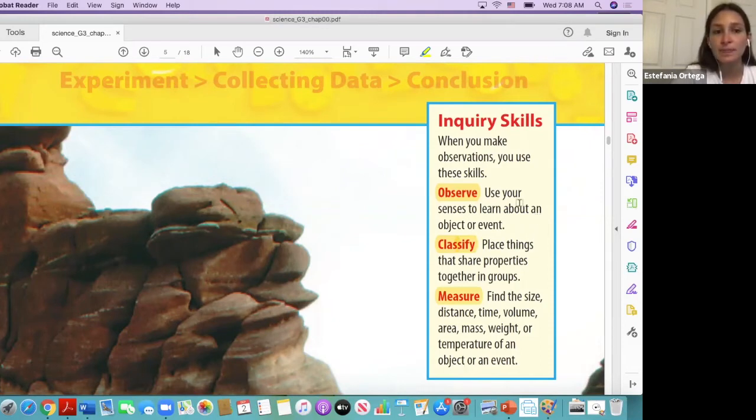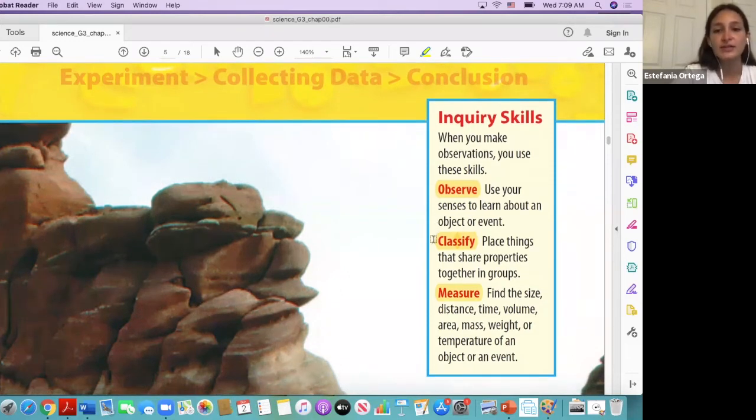Okay, so in our first science lesson. All right, so inquiry skills. When you make observations, you use these skills. Observe. Use your senses to learn about an object or event. Classify. Place things that share properties together in groups. And the last one is measure. Find the size, distance, time, volume, area, mass, weight, or temperature for an object or an event.